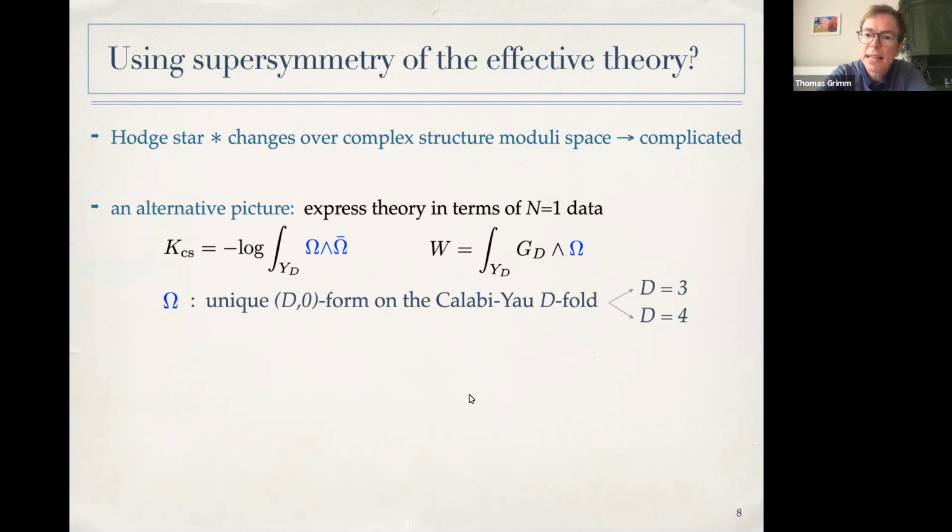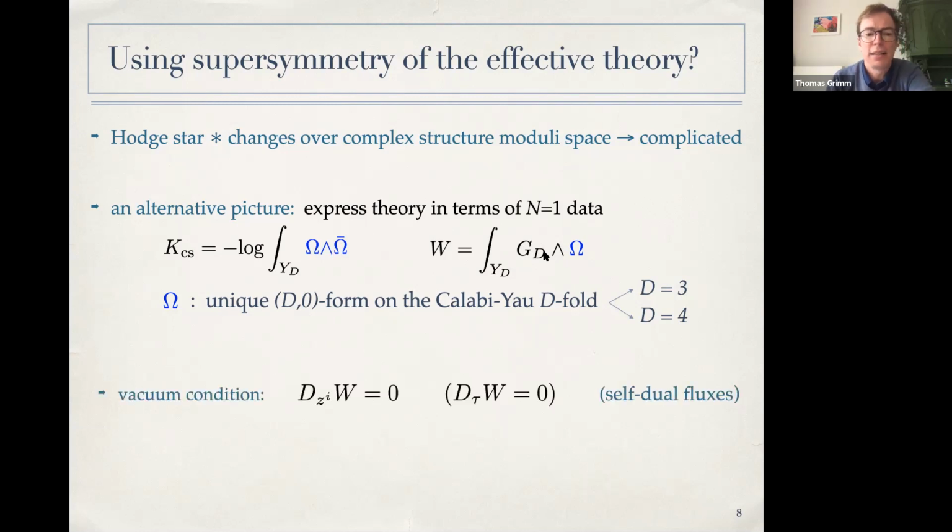is they said, well, but then let's use the fact that the effective theory is actually supersymmetric, that it's N equals 1 supersymmetric. So what does that mean? That means that we can formulate the scalar potential, but everything else in the theory via a scalar potential and a superpotential, yeah, and a gauge coupling function. And this scalar potential and superpotential are now defined in terms of this unique (d,0) form on the Calabi-Yau d-fold, so a (3,0) form on Calabi-Yau threefolds, and this flux G_D where G_3 was complex and G_4 was real.